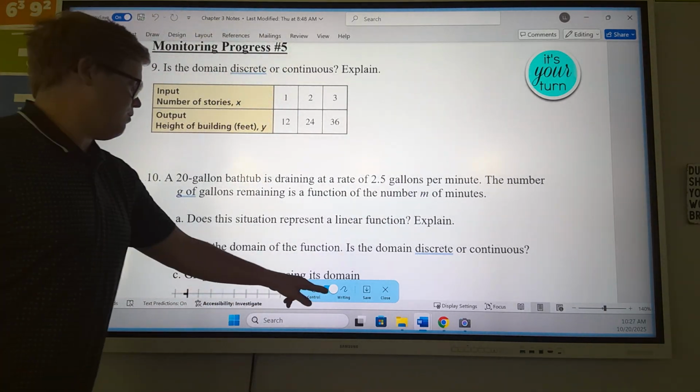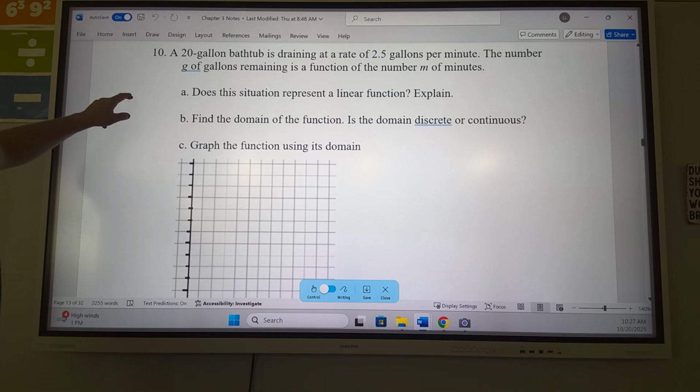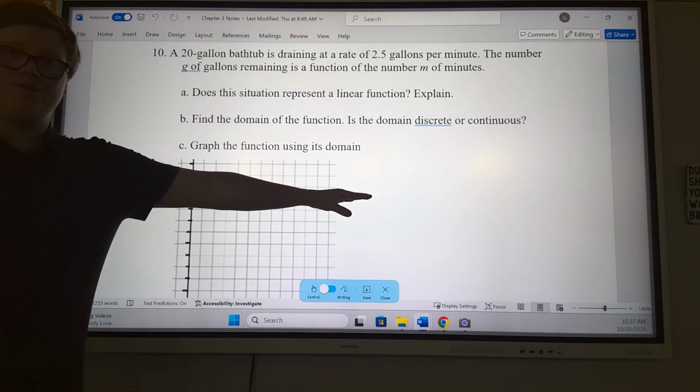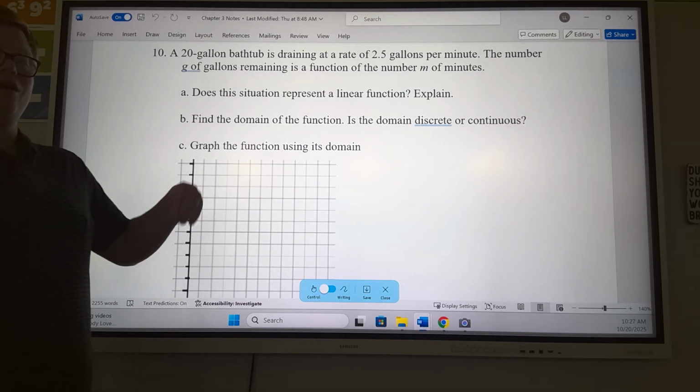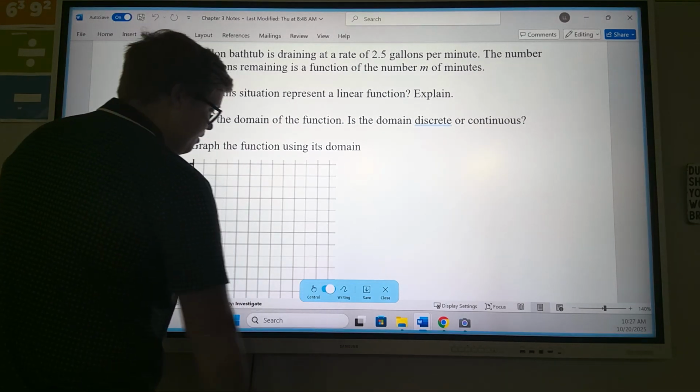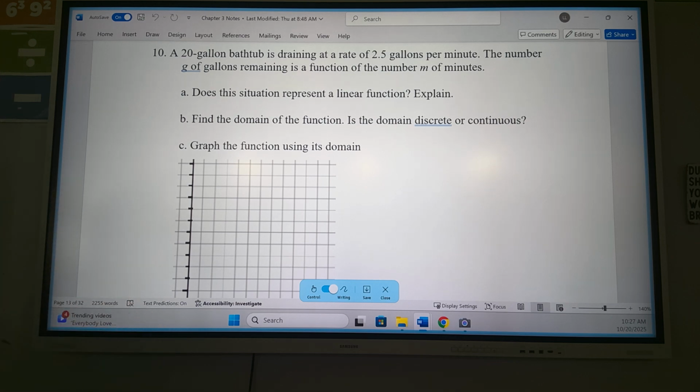This down here is going to be your homework. So a 20-gallon bathtub is draining at a rate of 2.5 gallons per minute. The number of G gallons remaining is a function of the number M minutes. Does this situation represent a linear function? Explain. Find the domain of the function. Is it discrete or continuous? Then graph. You can write a table if you want. If you want to write a table, kind of look at what we just did. Write a table that way. If you don't want to write a table and just use the equation over and over and over again, you don't have to. But I'll help you. I'll write the equation, but this is going to be your homework. The rest of this is going to be your homework.